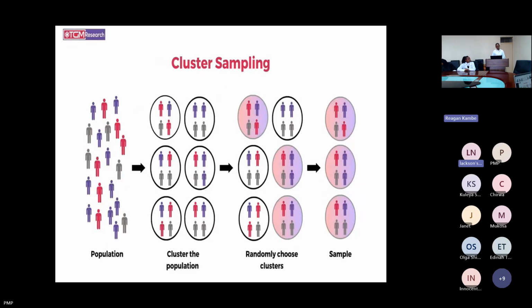Under cluster sampling, we identify the population. We put the population into clusters. We randomly choose the clusters and we take the sample.